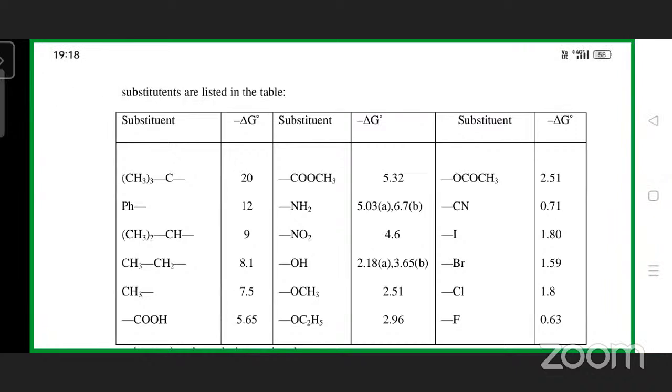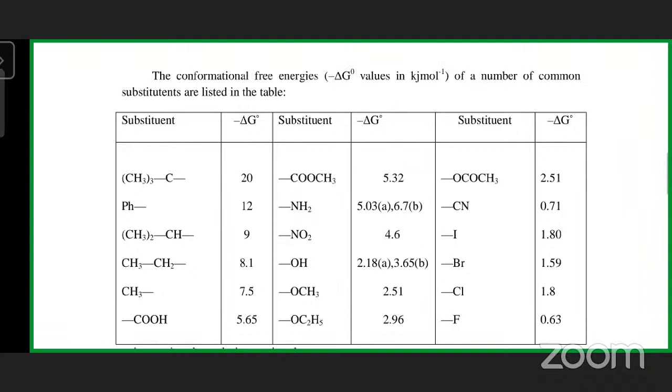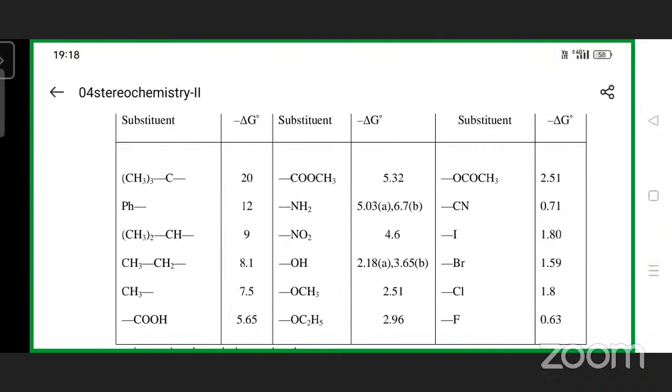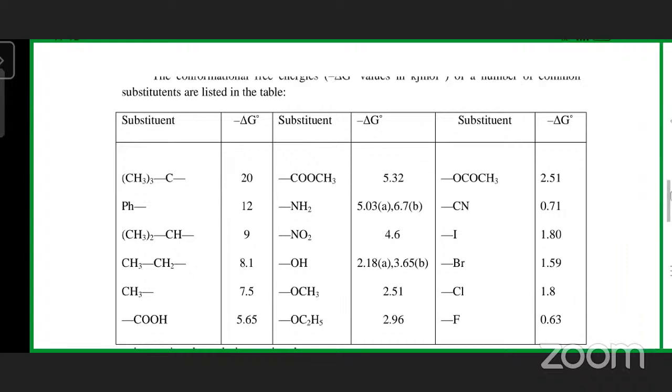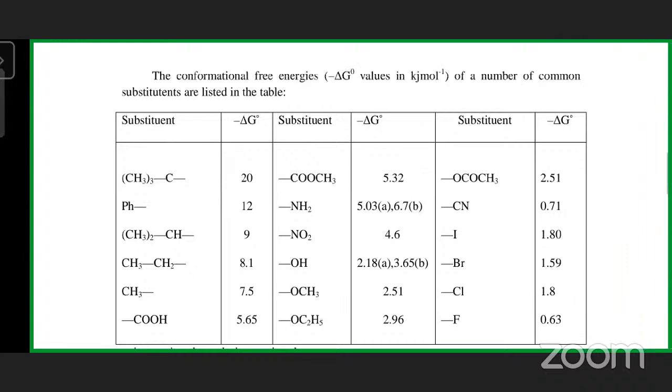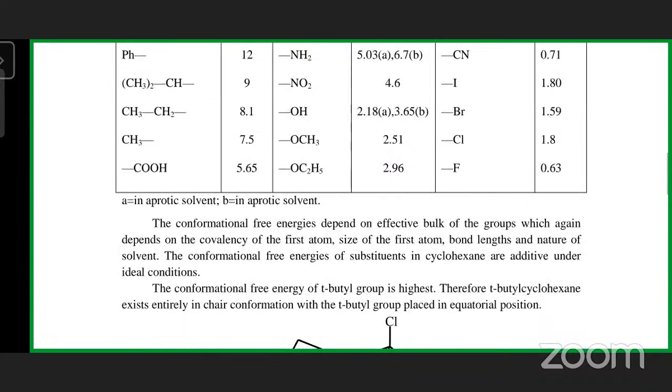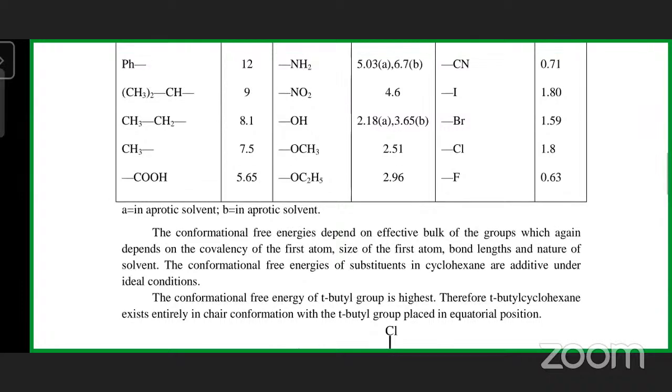Here the phenyl group is there, so its value will be 12, and the amine is there. It is 5.03. This amine group, if it is axial, it is 5.03. If it is equatorial, its value will increase here. So like that, you can see the effect of a variety of groups here.